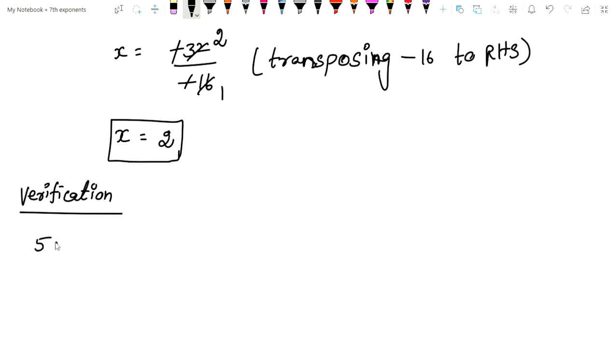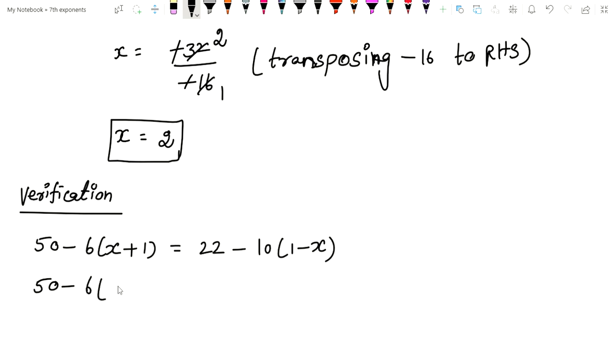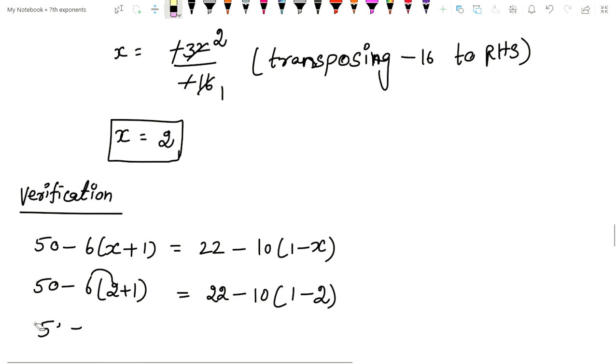50 minus 6 into x plus 1 equal to 22 minus 10 into 1 minus x. Here x value 2. So 50 minus 6 into 2 plus 1 equal to 22 minus 10 into 1 minus 2. 50 minus 6 twos are 12, or else you just add it first. 50 minus 6 into 2 plus 1, 3.